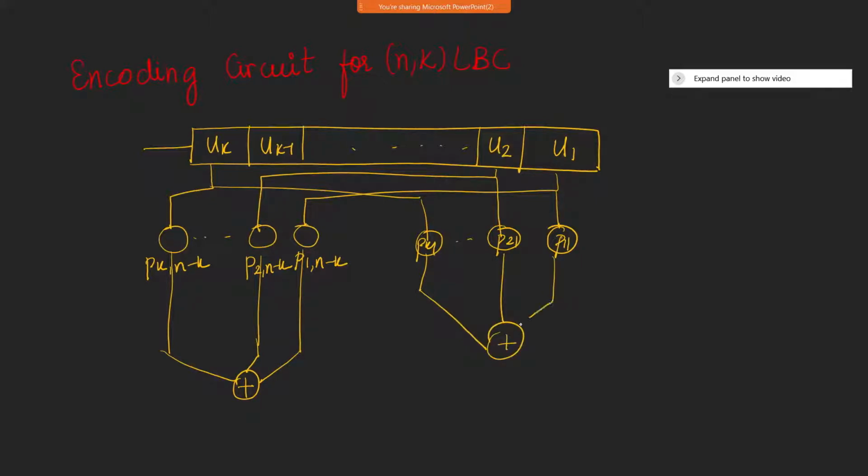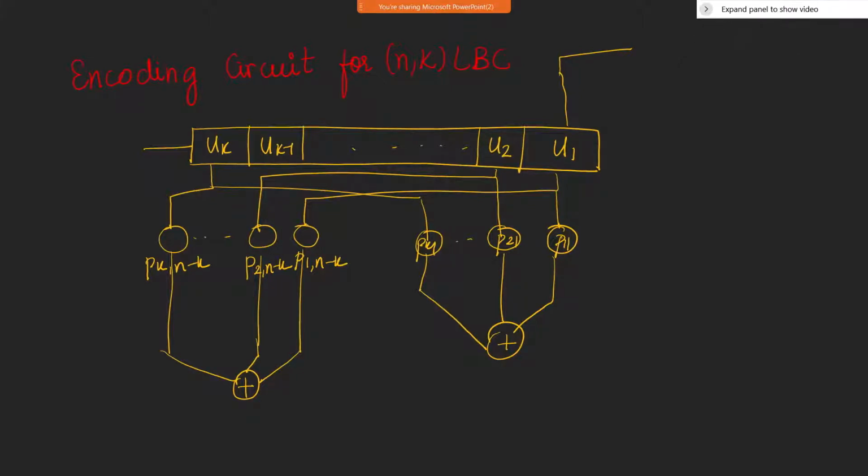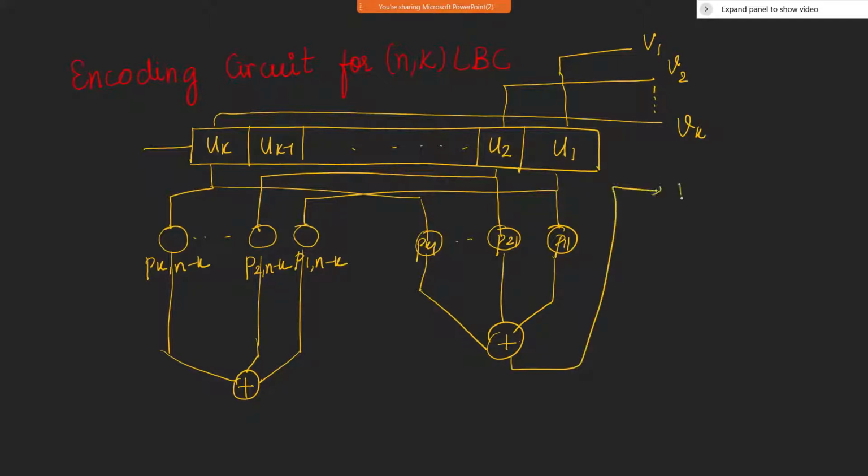and we had obtained all possible bits of the code word. That is, this will be v1, this will be v2, and so on. This one will be vk, where the message bits are retained as is, and this output corresponds to vk+1, and finally this will correspond to vn.